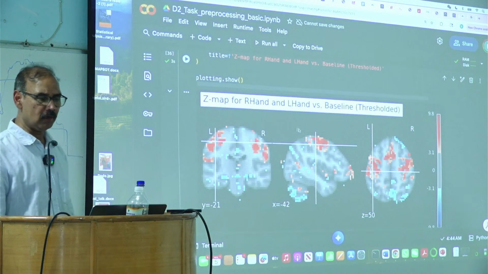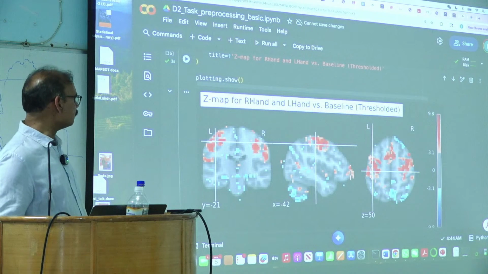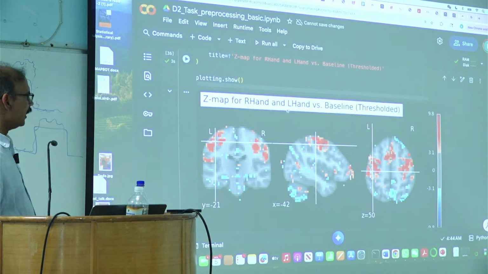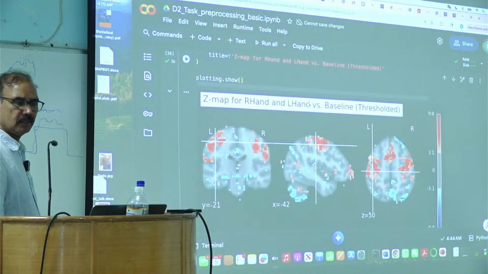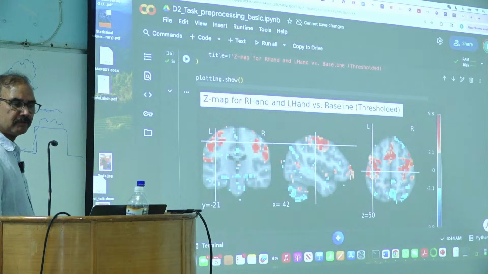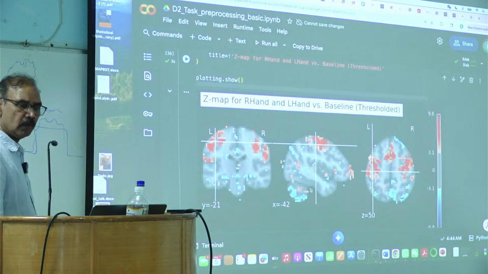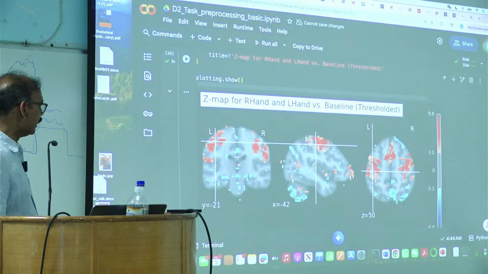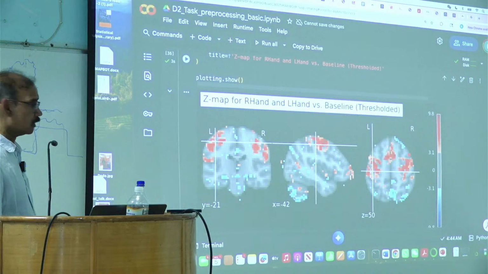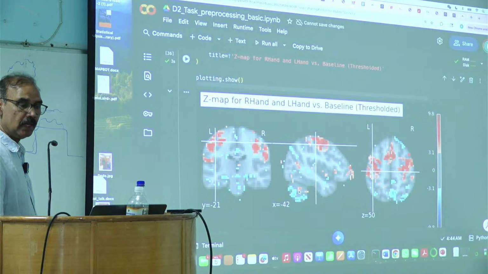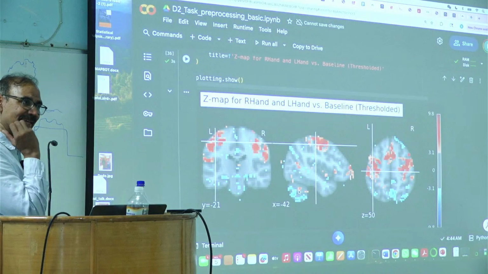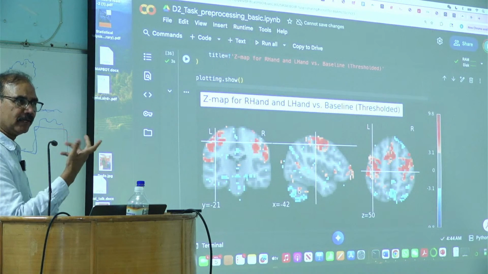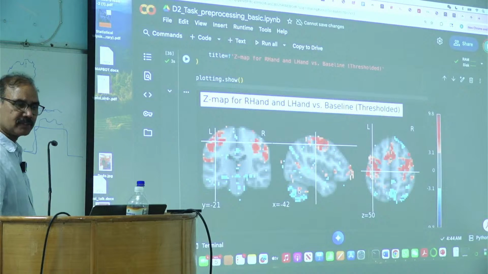So now we can look at difference between right hand and left hand versus baseline, right? So you can identify these. Anyone know what this region is? Very good, cerebellum. So again, with doing simple finger tapping, you can activate the cerebellum.